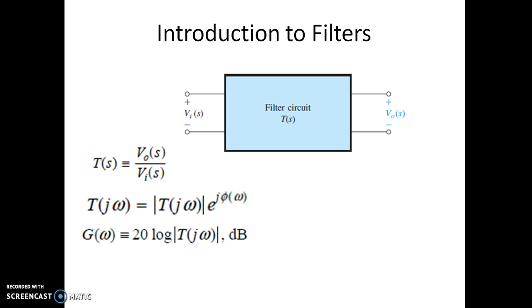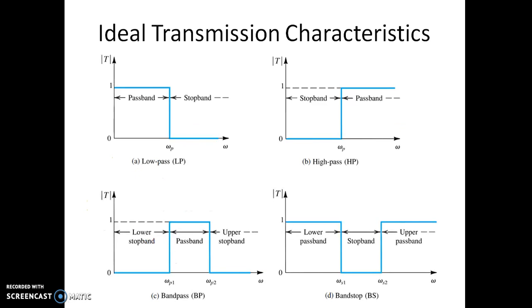And we can also write the gain in terms of 20 log of the magnitude, which is expressed in dBs. And we can also specify the attenuation, which is 1 over the gain. So attenuation is given by 1 over G(ω), which is 1 over 20 log |T(jω)|. Since it is 1 over, it can be written as minus 20 log of the magnitude of the transfer function in terms of dB.